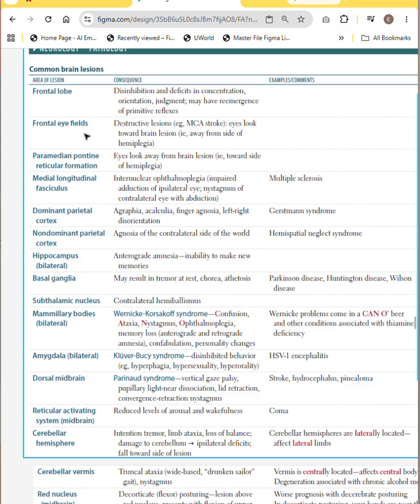Now we talk about frontal eye fields. Now this is the destructive lesion, right? A destructive lesion of the MCA, for example a middle cerebral artery stroke. The eyes look towards the brain lesion, that is, away from the side of the hemiplegia.